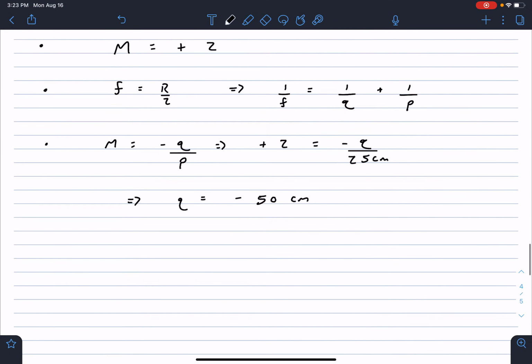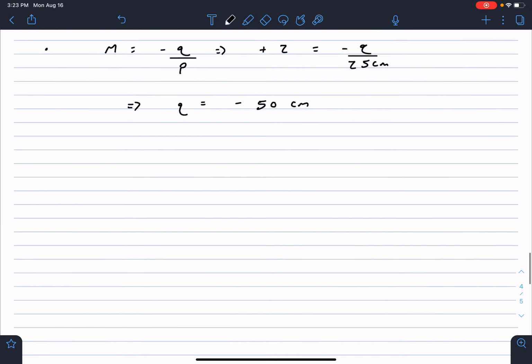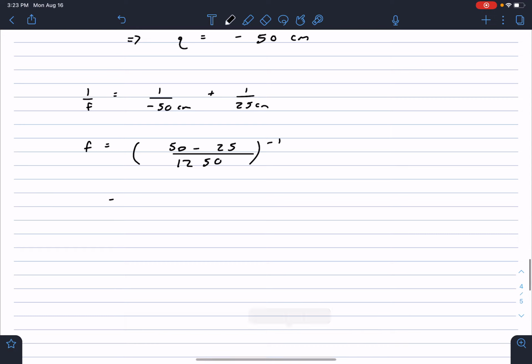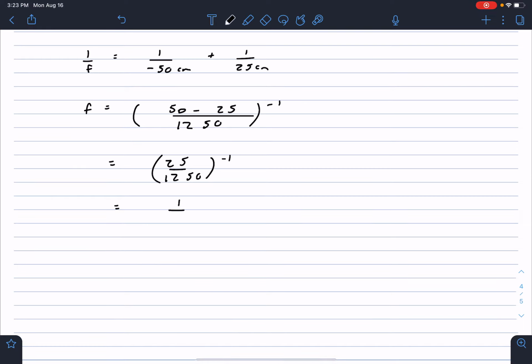So now that we know both q and p, we can plug into 1 over f is equal to 1 over negative 50 centimeters plus 1 over 25 centimeters. So f is going to be equal to 1250 over 50 minus 25. This is inverse. I'm just plugging into the formula, and I've dropped my units here just so I can quickly go through the calculation, which gives us 25 over 1250, which is actually equal to 1 over 50.